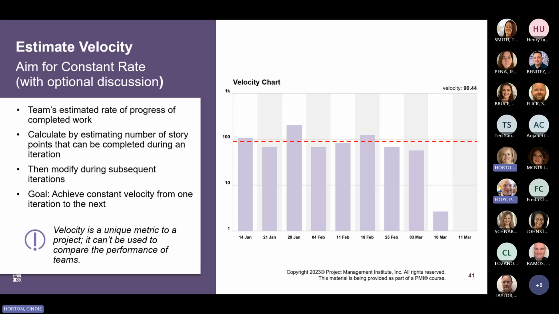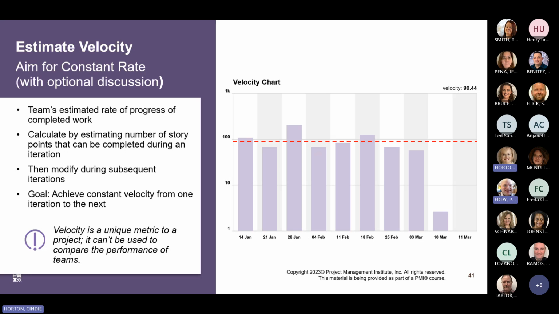3, velocity is calculated by estimating the number of story points that can be completed during an iteration. 4, as we saw in the previous chart, velocity can be modified as additional iterations refine the number of story points delivered. And then lastly, and perhaps it goes without saying, the goal is to achieve a constant velocity from one iteration to the next.